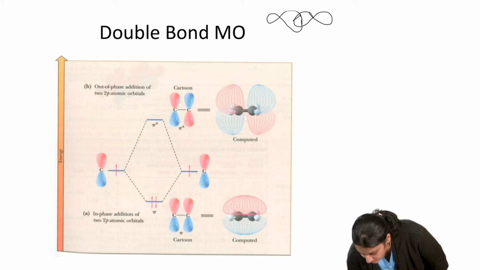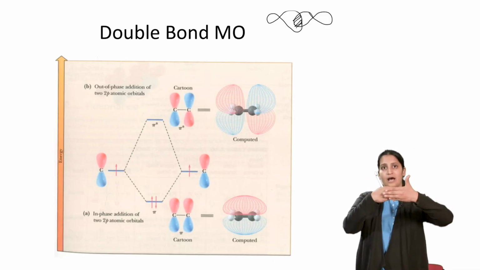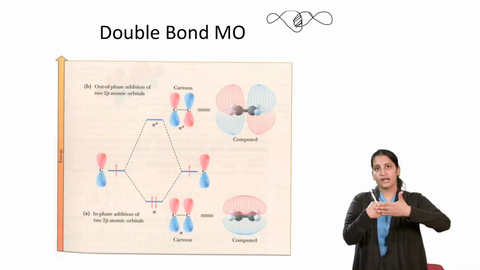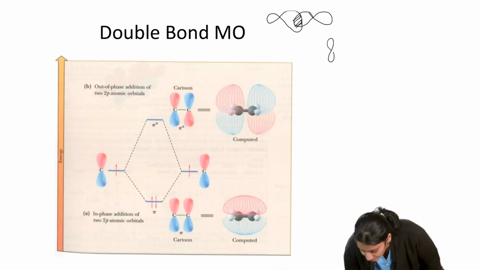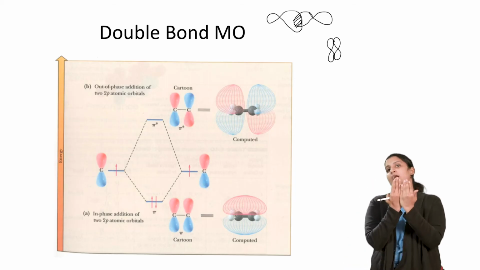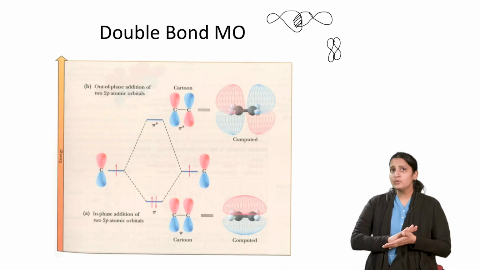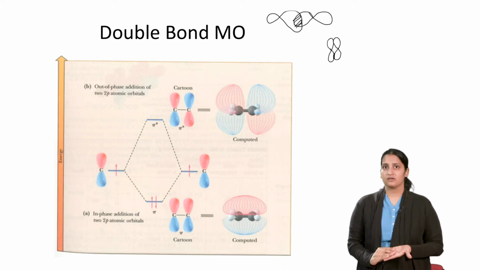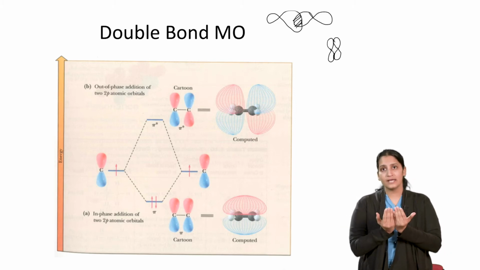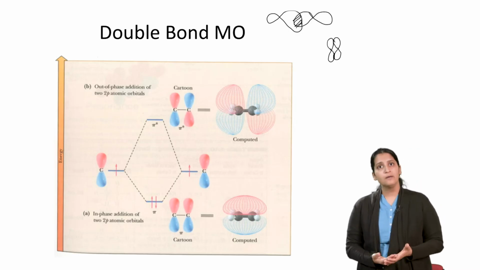If I have to represent it in a diagram, I would say an end to end overlap is something like this, wherein you have a large portion of overlap happening between the 2 p orbitals, or you can think of a side to side overlap wherein the overlap is not that effective. Whenever you have an end to end overlap, that overlap results in the formation of a sigma bond. Whenever you have a side to side overlap, that particular overlap typically results in the formation of a pi bond.